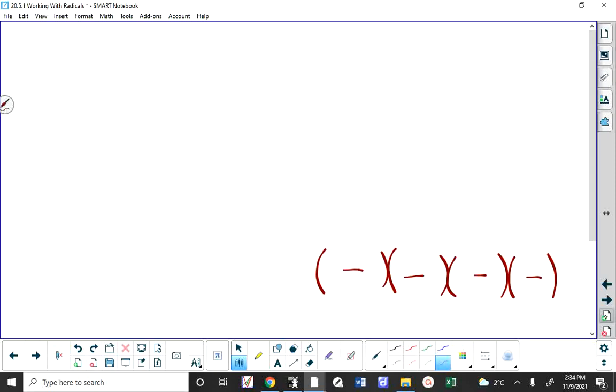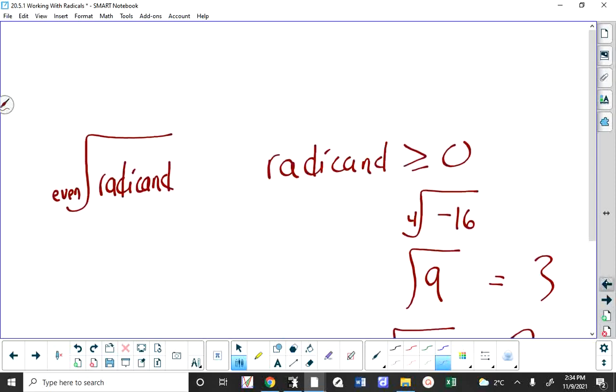So any time you have an even root of a radicand, this is true. If you have an odd root, who cares? What's the cube root of negative 27? One second. What's the cube root of negative 27? Negative 3, because negative 3 times negative 3 times negative 3 gives you negative 27.